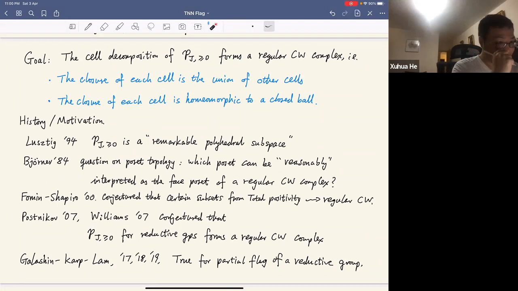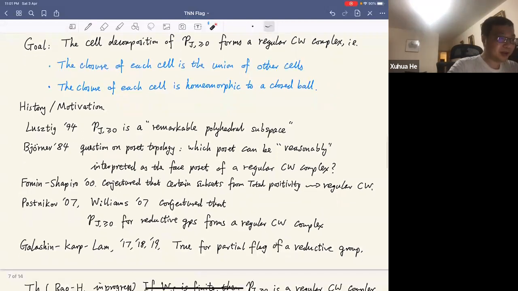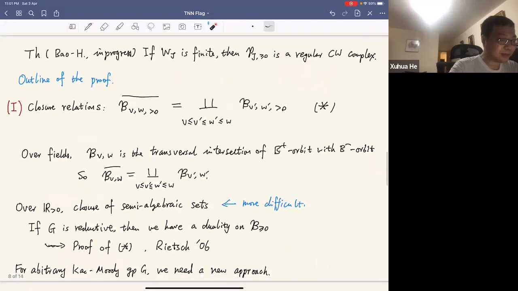What do we want? Well, we actually have two parts. First, we want to understand that the closure of each cell is a union of the other cells. And second, we want to show geometrically what the closure of each cell looks like. Okay, so let's first try to understand the closure relation.